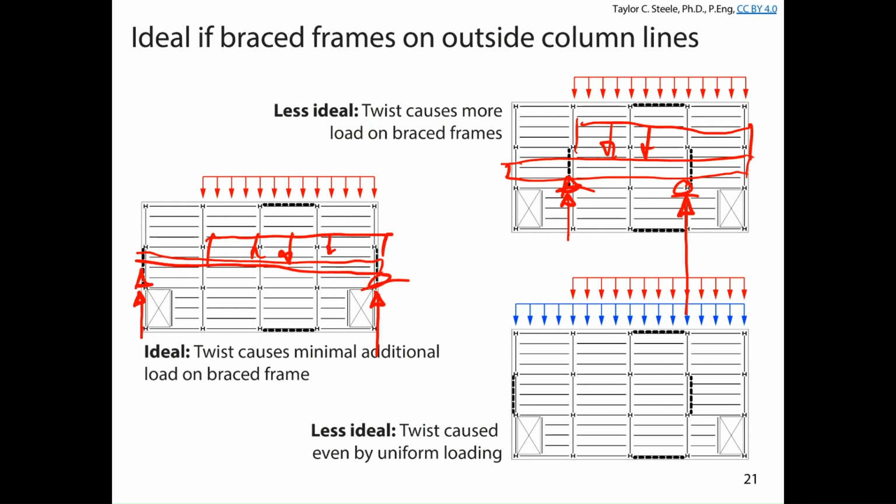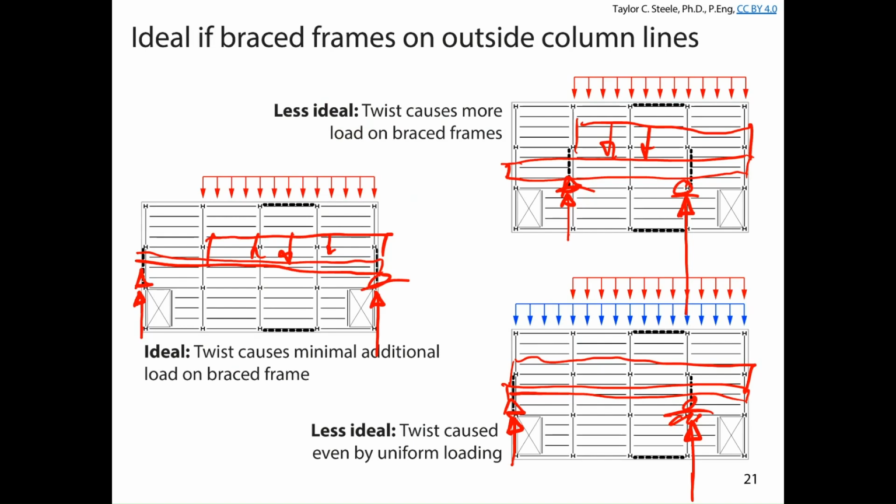Now we've got something that looks like this. So even if it's a uniform load, statics tells us we're still going to have a bigger force on that braced frame than on the other. And so that means we're going to need to design this to be a little bit heavier. And it also means the floor might twist a little bit. And we're not going to talk about that too much in this course. But these are some things to consider when we're talking about braced frames.